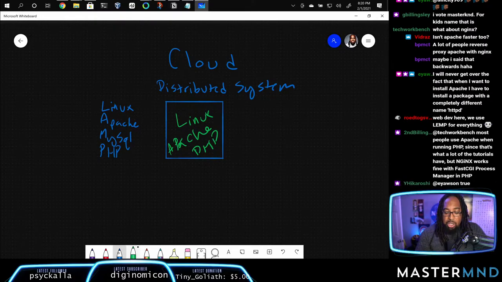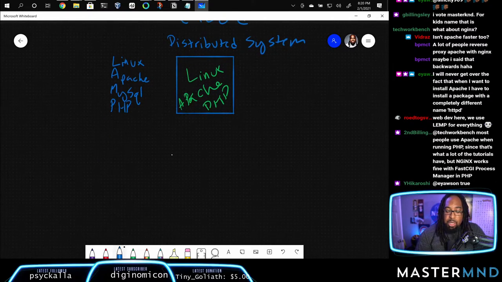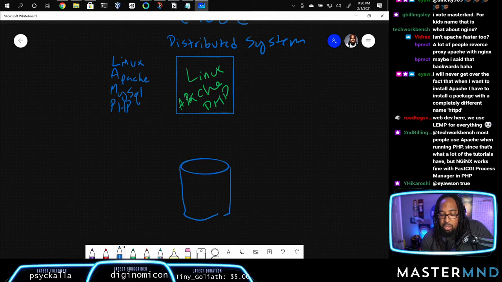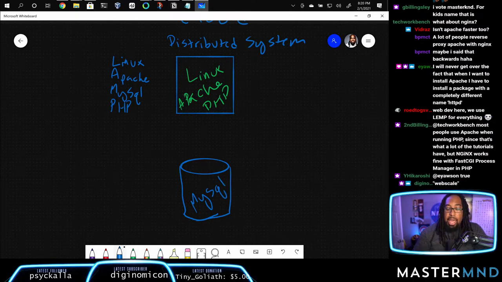We might have another server separate from this one. And this, actually, nope, let's undo that. Let's actually draw a database. This is how they usually show it. All right, and this is gonna be MySQL. And this is your first distributed computing model.